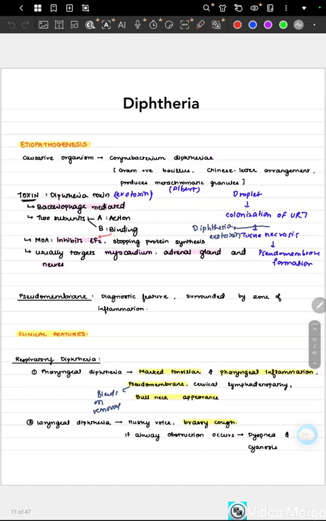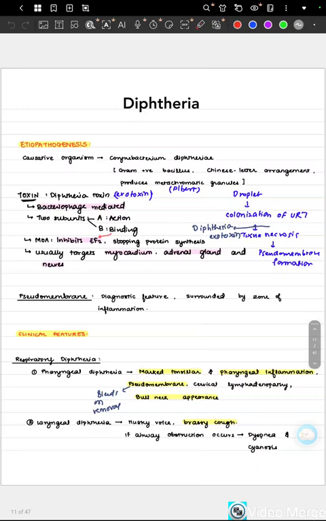It is bacteriophage mediated. It is a bipartite toxin, having an A segment for action and a B segment that binds with the elongation factor 2. Mechanism of action: it inhibits elongation factor 2, stopping protein synthesis, and usually targets the myocardium and the nerves. The method of transmission is by droplet. Then there is colonization of the upper respiratory tract that will lead to the formation of pseudomembrane. Now, very importantly, the diphtheria exotoxin leads to tissue necrosis, leading to pseudomembrane. So, pseudomembrane is going to be the pathognomonic feature of it.